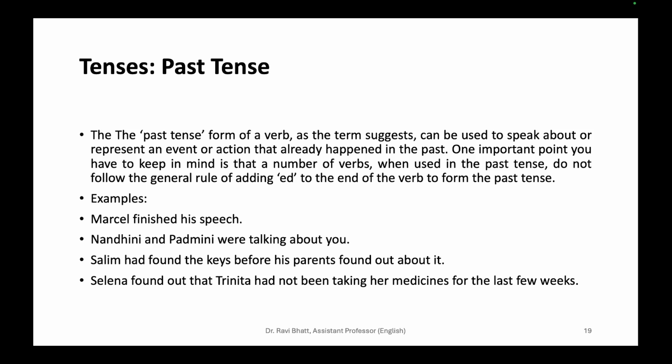Marcel finished his speech. Nandini and Padmini were talking about you. Or say, Salim had found the keys before his parents found out about it. Or say, Selena found out that Trinita had not been taking her medicines for the last few weeks. So these are various variations of sentences spoken in past tense.